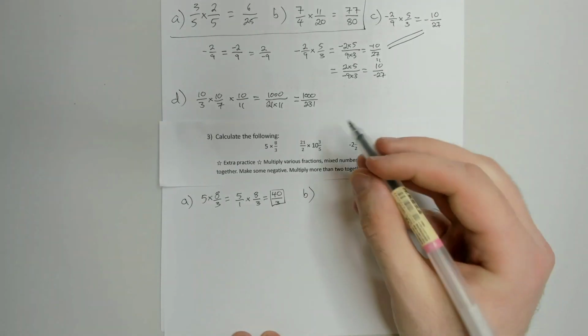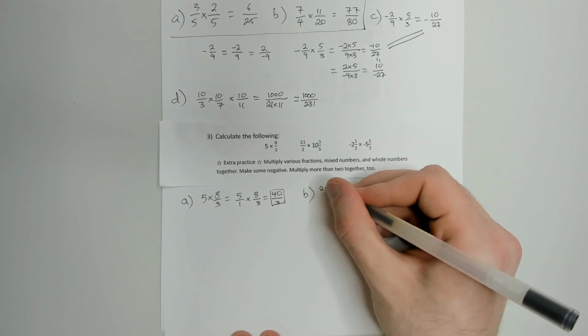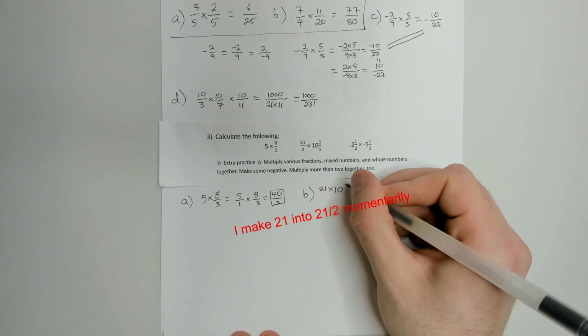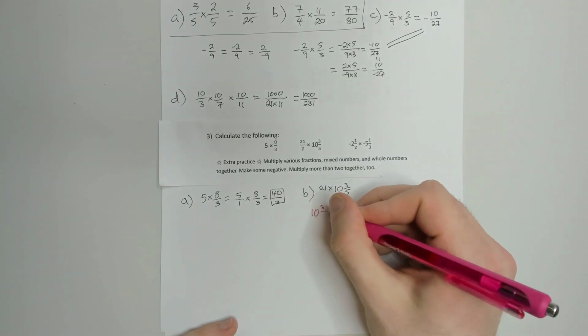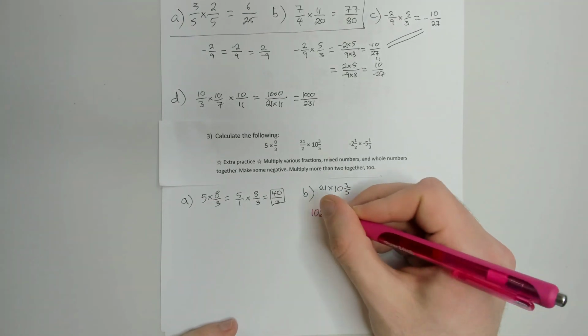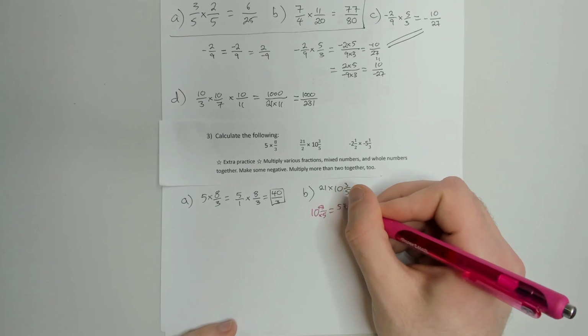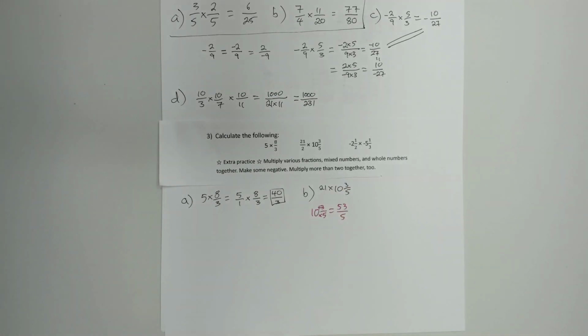Part B, we've got 21 over 2 times 10 and 3/5. So the way we deal with mixed numbers for multiplication is we just convert them into improper fractions because we know that's where the multiplication is the easiest. So to do that, we can do 10 and 3/5. We'll do 10 times 5 is 50 plus 3. We get 53 over 5 is our fraction we're dealing with.